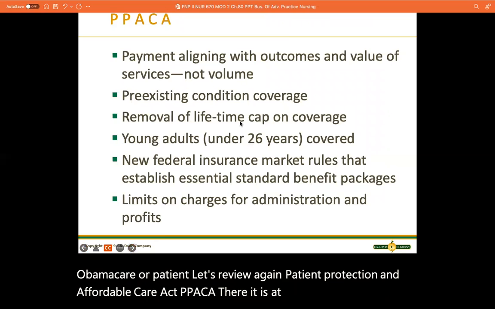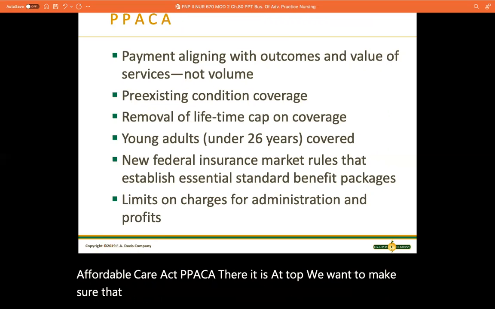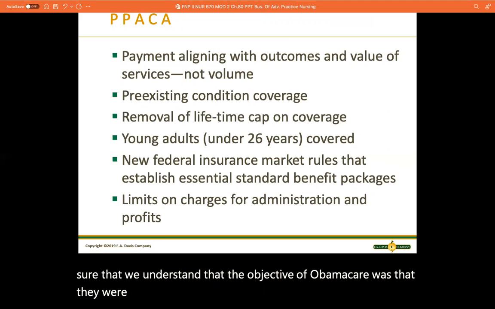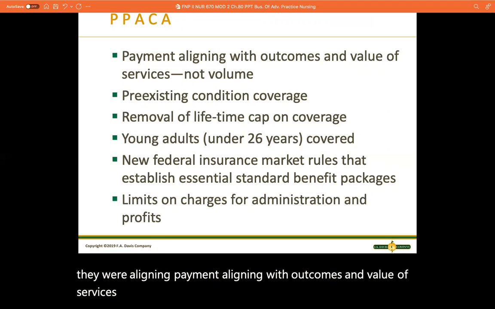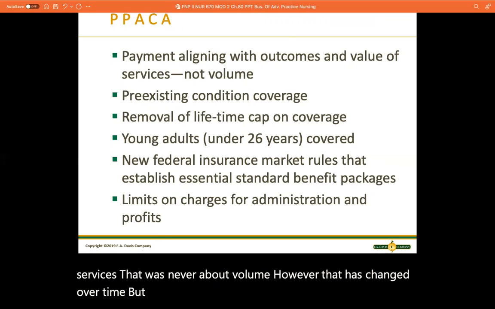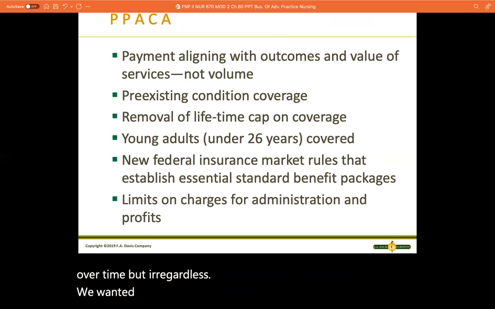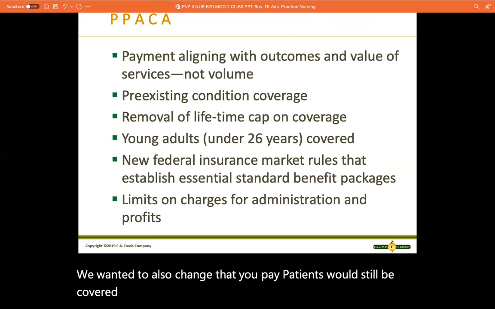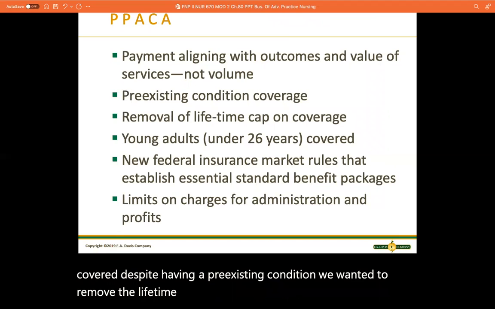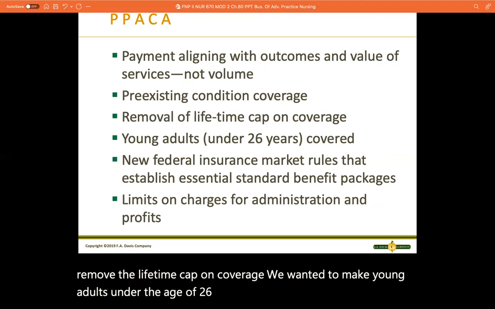We want to make sure that we understand that the objective of Obamacare was payment aligning with outcomes and value of services; it was never about volume. However, that has changed over time, but regardless, we also wanted to change it so that patients would still be covered despite having a pre-existing condition. We wanted to remove the lifetime cap on coverage. We wanted young adults under the age of 26 to be covered under their parents.